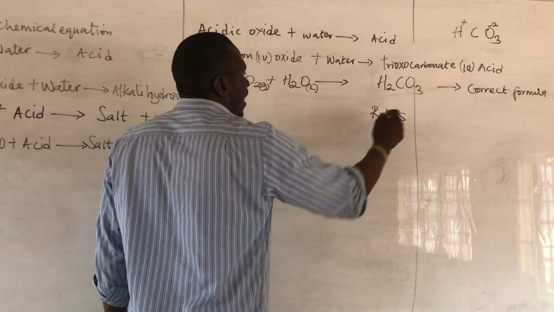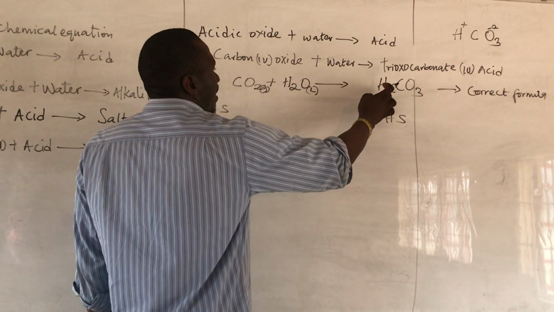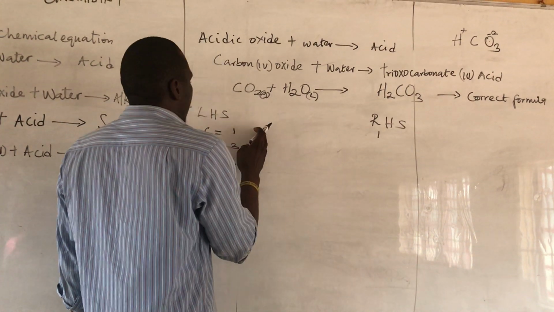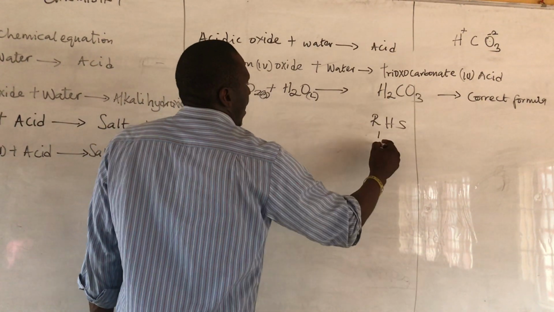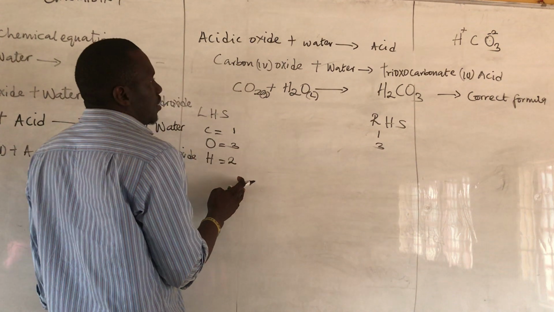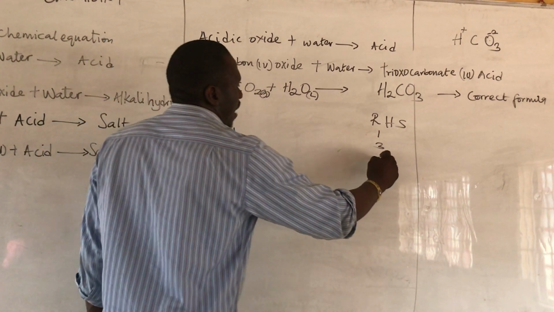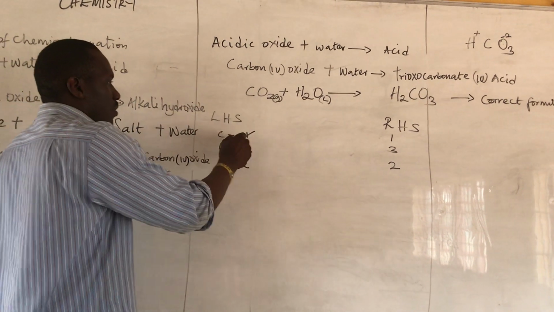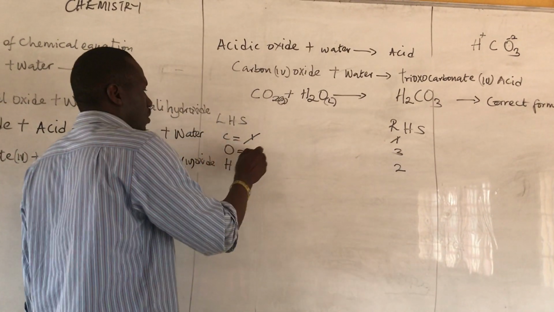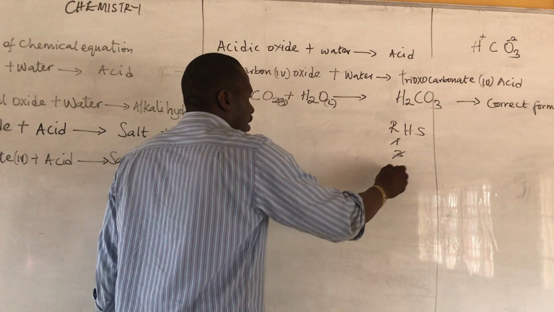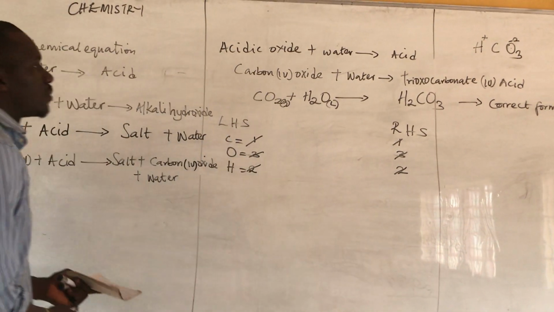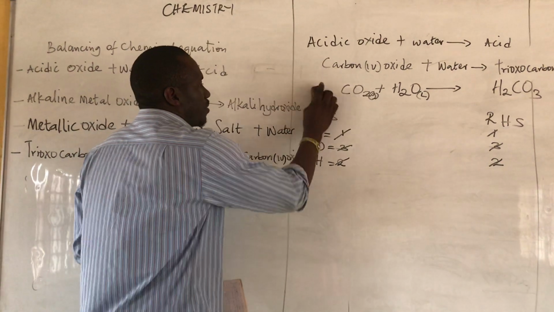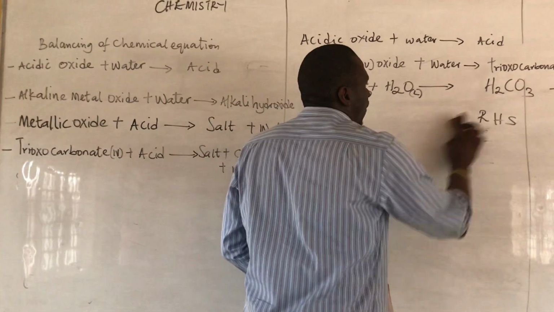Let's go to the right hand side of the atom count. How many carbon do we have? We have 1. How many oxygen do we have? We have 3. How many hydrogen do we have? We have 2. That means the equation is balanced. That is how to express our equation.